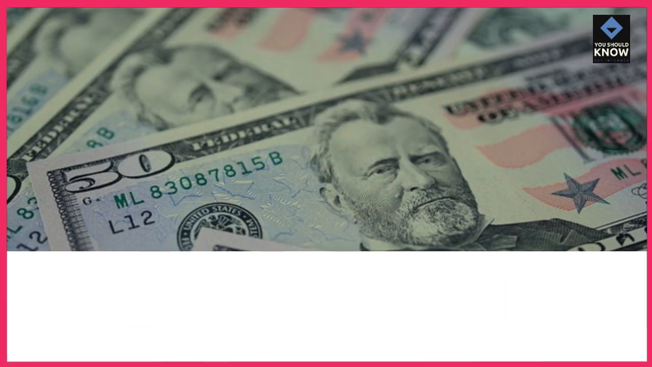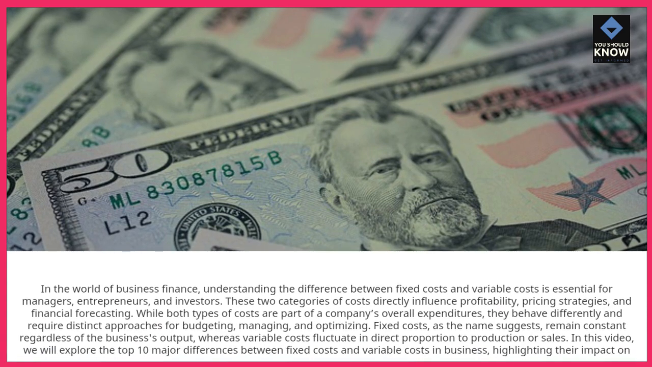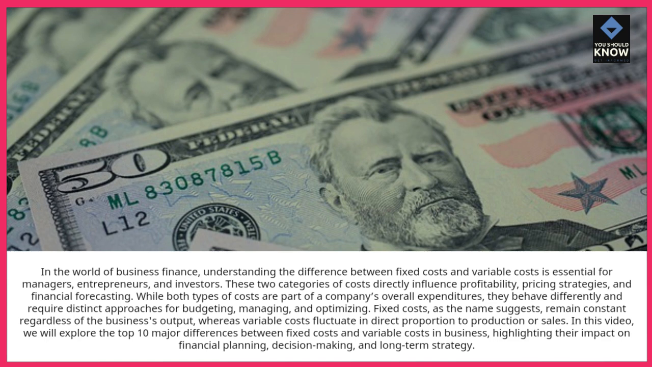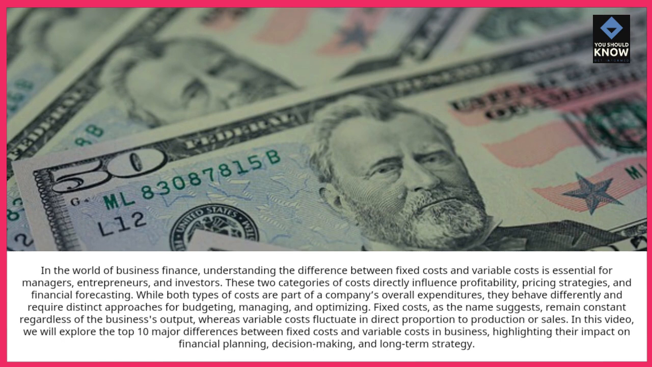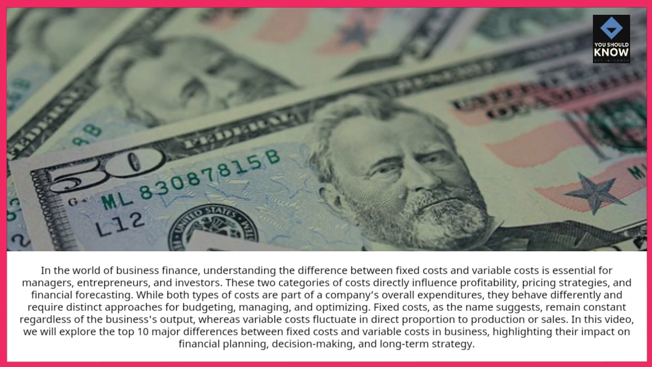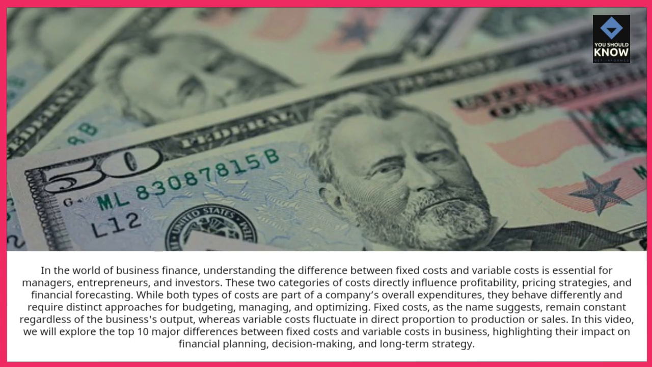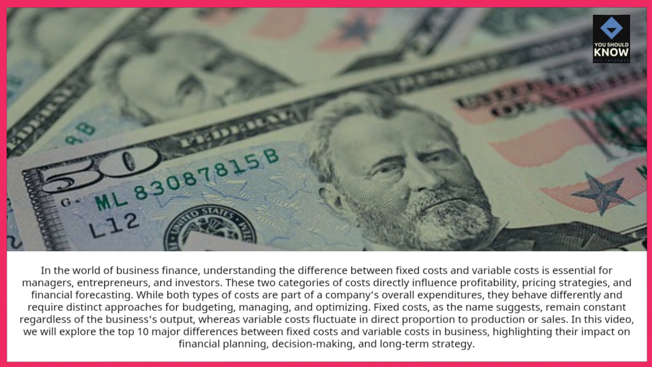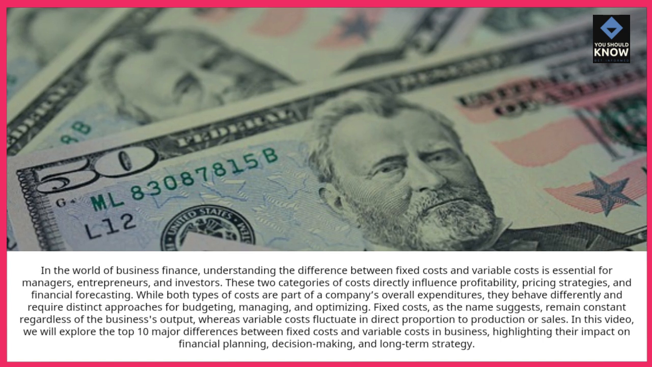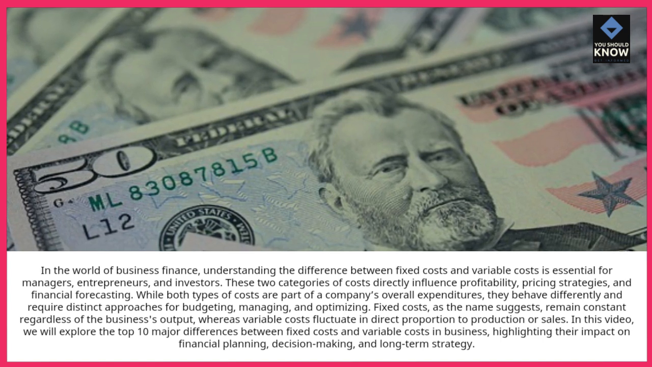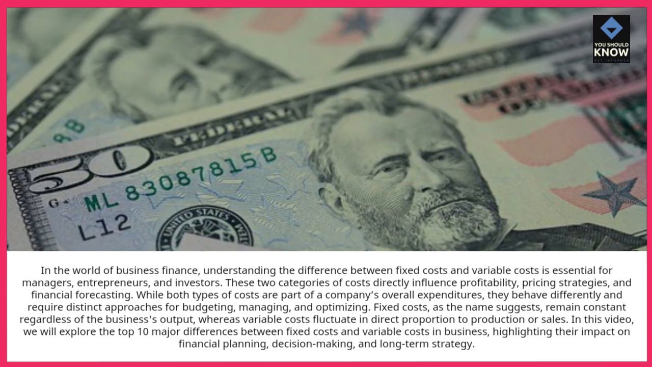In the world of business finance, understanding the difference between fixed costs and variable costs is essential for managers, entrepreneurs, and investors. These two categories of costs directly influence profitability, pricing strategies, and financial forecasting. While both types of costs are part of a company's overall expenditures, they behave differently and require distinct approaches for budgeting, managing, and optimizing. Fixed costs, as the name suggests, remain constant regardless of the business's output, whereas variable costs fluctuate in direct proportion to production or sales.